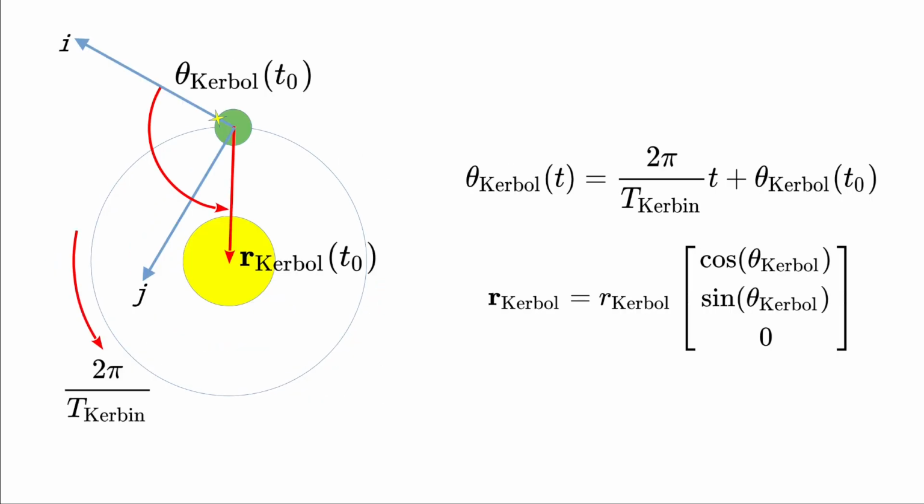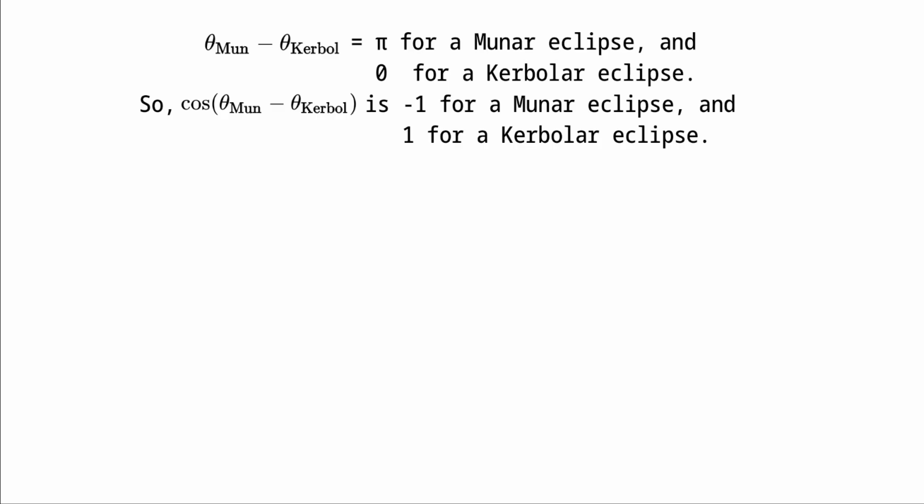Since Kerbin's orbit around Kerbol is also perfectly circular and uninclined, we can repeat the same analysis in the Kerbin-Kerbol system, which is portrayed here again with theta and r at the epoch. Of course, T Kerbin is the period of Kerbin around Kerbol, which is 1 game time year. Revisiting our definition of an eclipse, we have that the angle between the moon and Kerbol is equal to pi radians during a lunar eclipse and 0 for a Kerbolar eclipse.